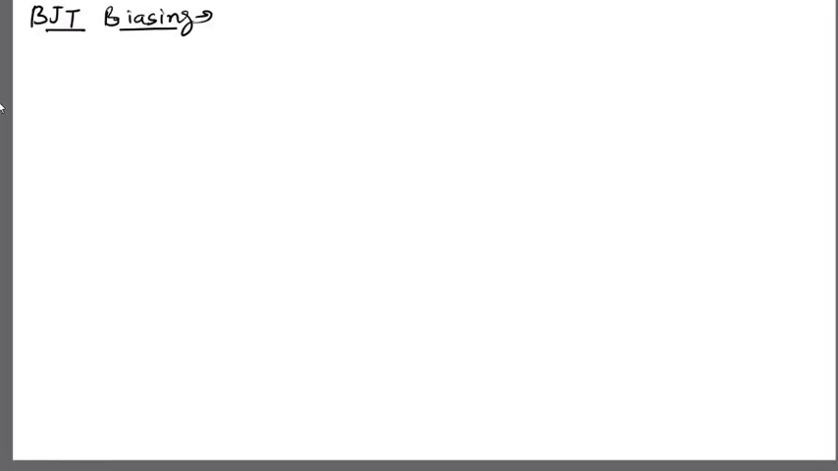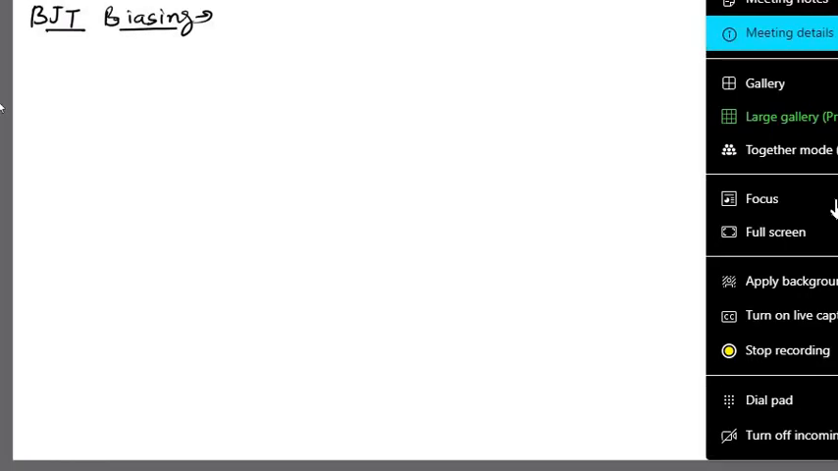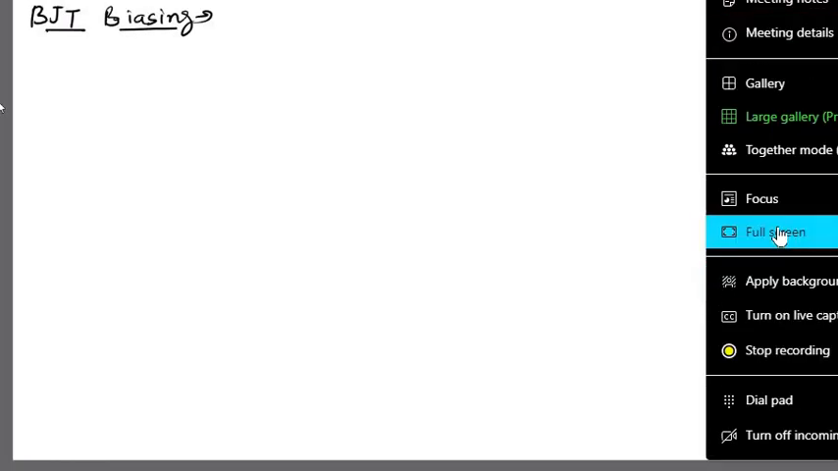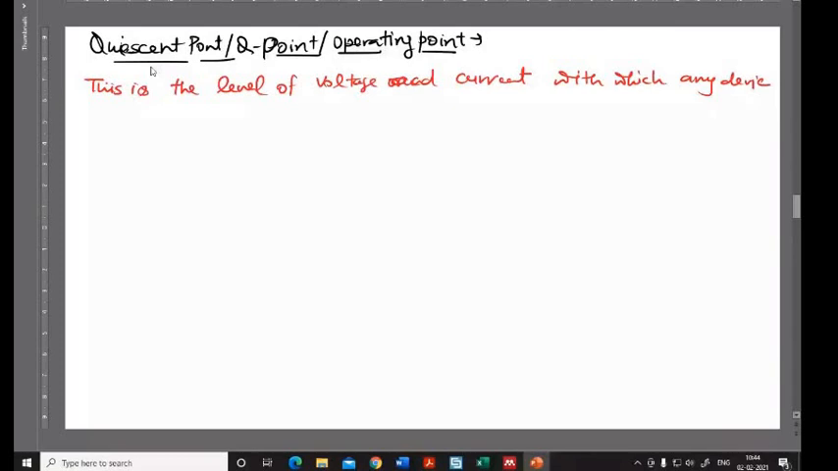So this is the level of voltage and current with which any device operates. Suppose I'm taking the common emitter configuration and its output characteristics. Generally for defining the Q point, we take the output characteristics. This is IC and this is VCE for common emitter configuration.